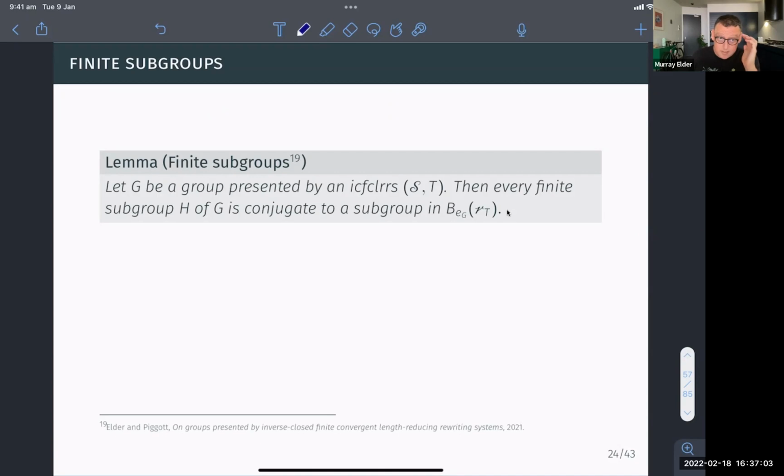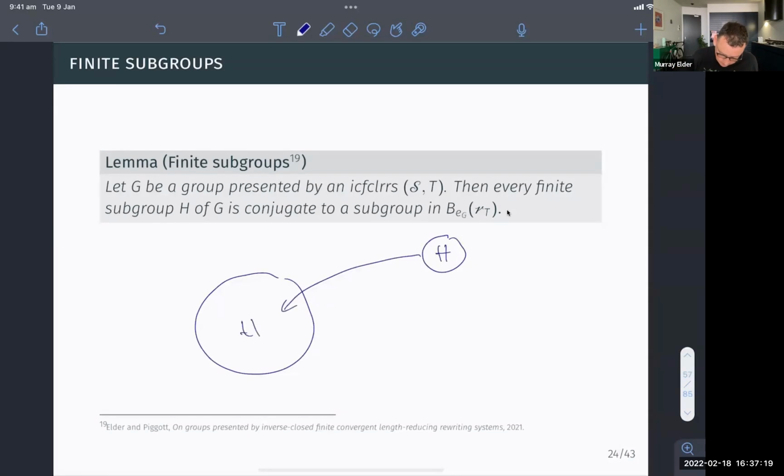Another consequence is that if you're presented by one of these rewriting systems, then every finite subgroup in the group is conjugate to one that lives inside the ball. So we've got a finite subgroup H, and it conjugates to something that lives inside the ball of radius RT, this maximum side. So we're starting to be able to understand what the finite subgroups are doing in these groups. What we'd like is that they're all just free products of these finite subgroups.